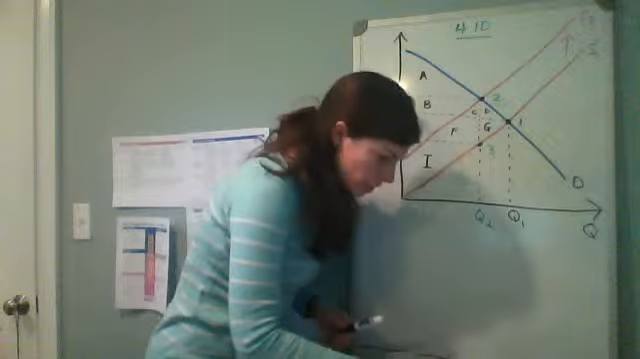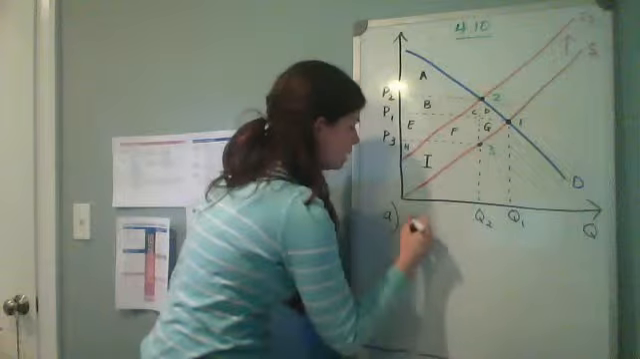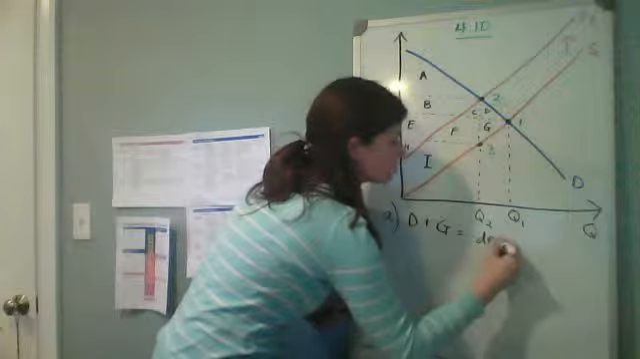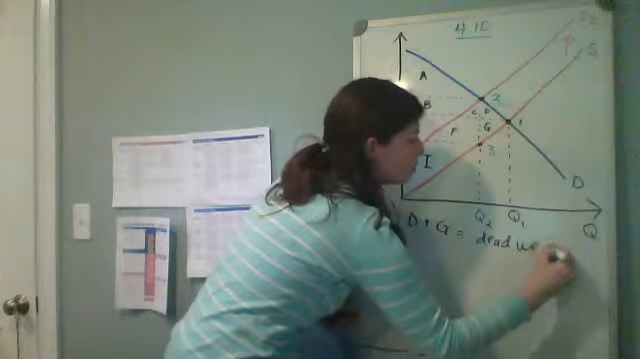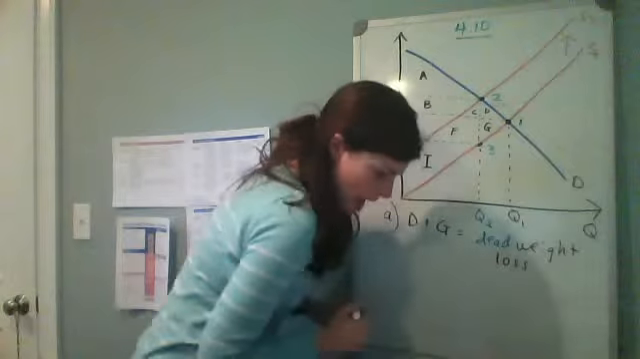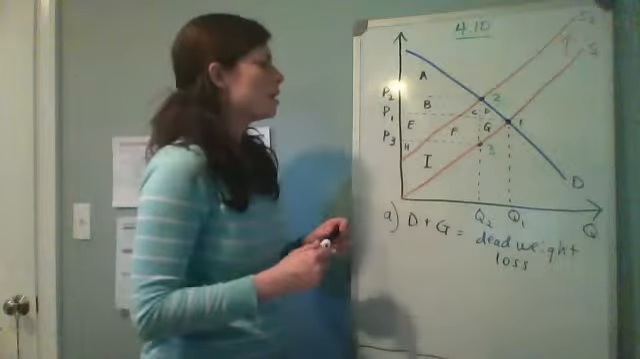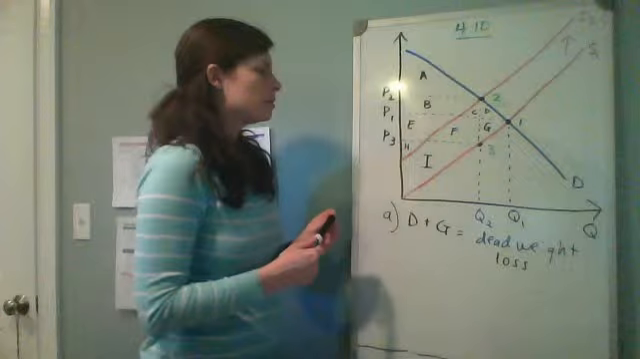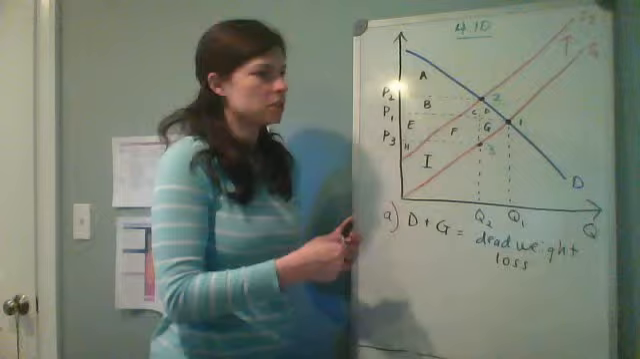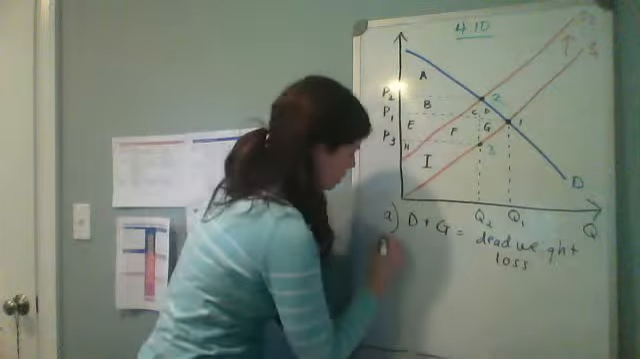So to answer the question, which area? D and G equal our deadweight loss, or, as this book also likes to refer to it, excess burden. So that's the burden that it puts on the consumer and the producer, or another way to look at it is economic inefficiency, because we're just losing the surplus altogether. All right, to the next question.